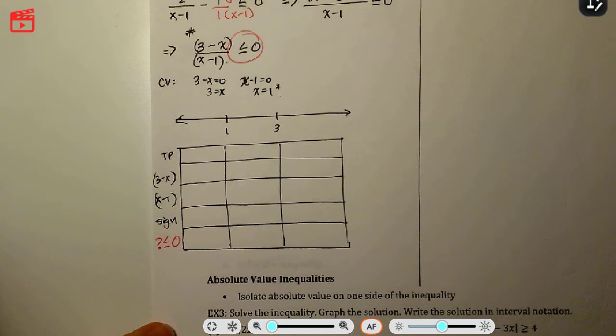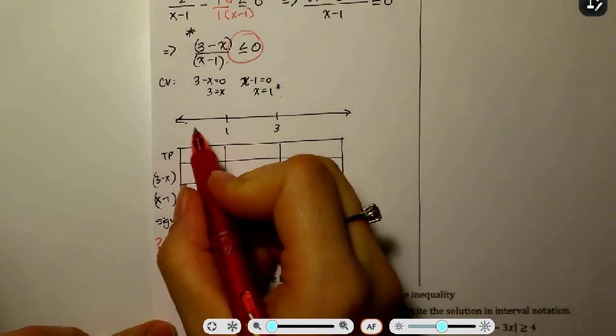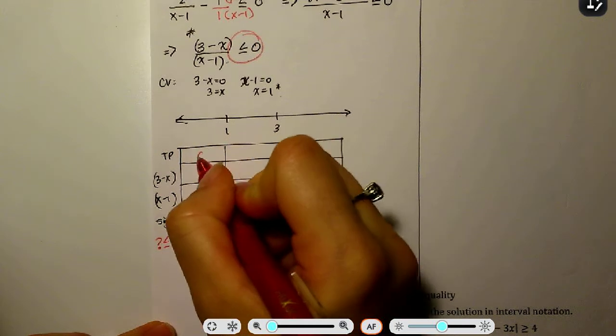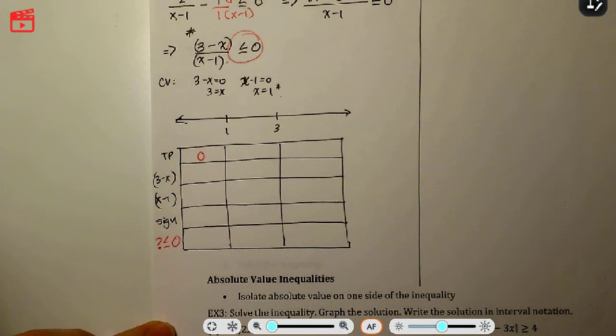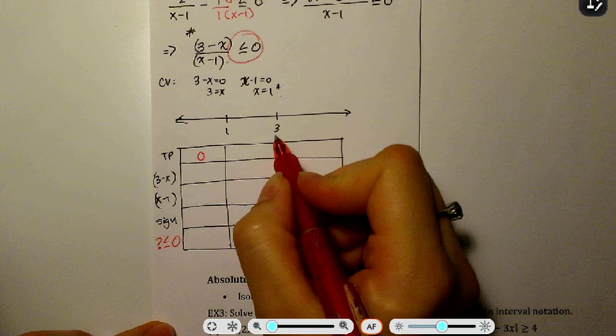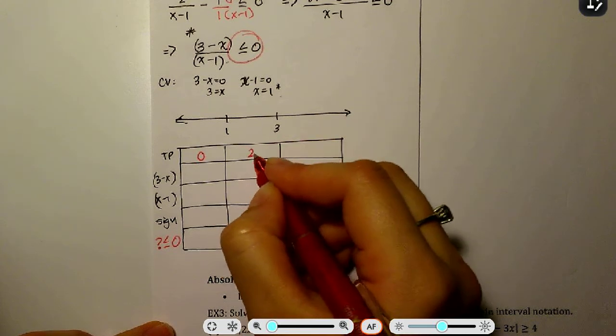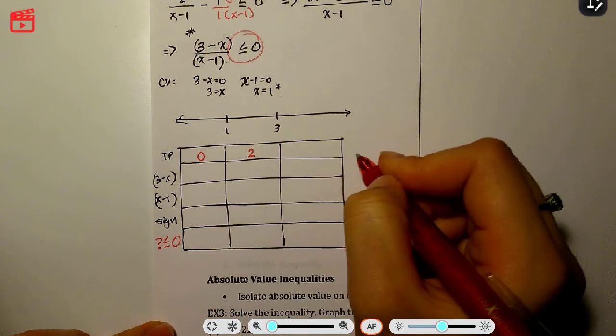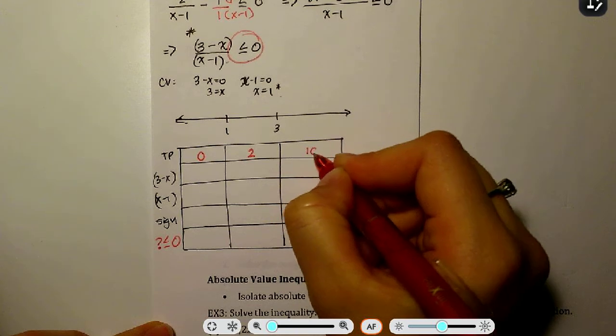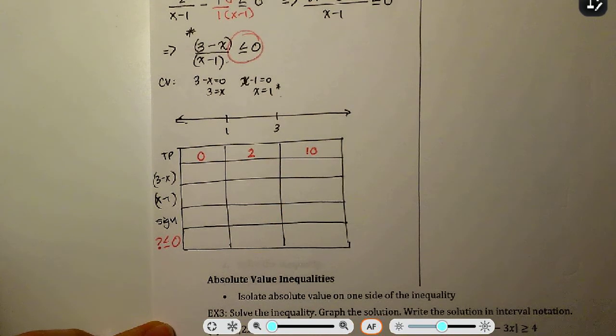Well, let's pick our test points. If I can pick 0, I'm going to pick 0. Something between 1 and 3. How about 2? Something greater than 3? I'll go with 10, my favorite. Okay, let's go ahead and test those points. See what you get.